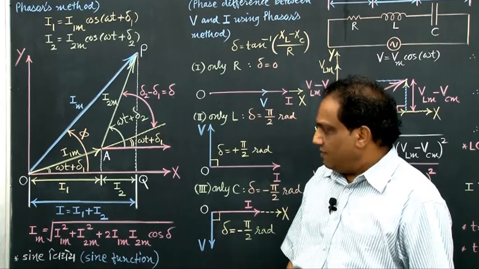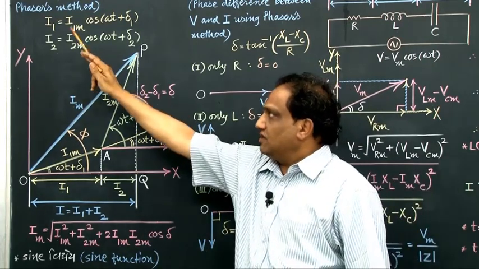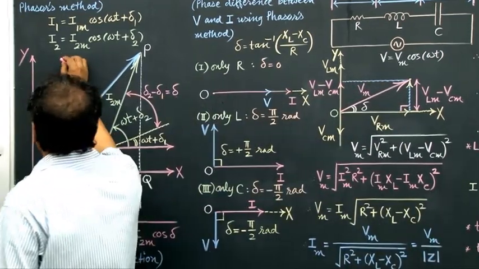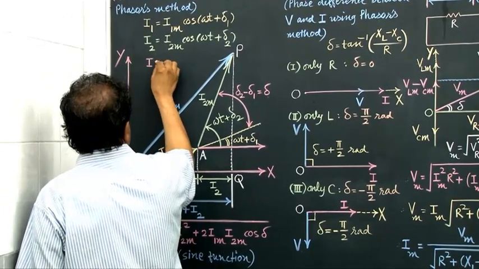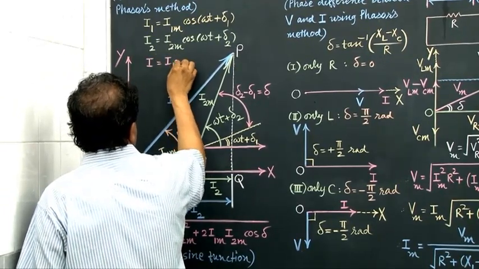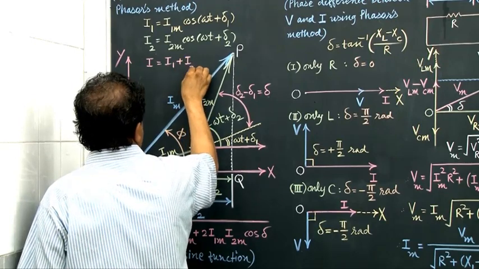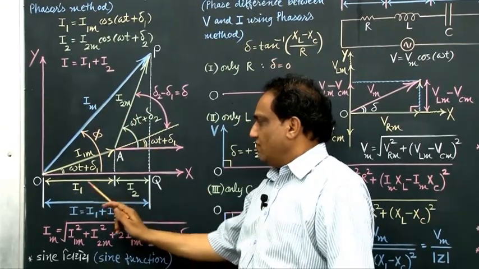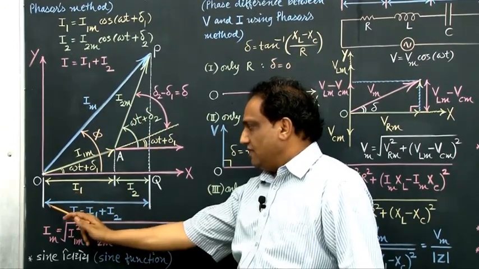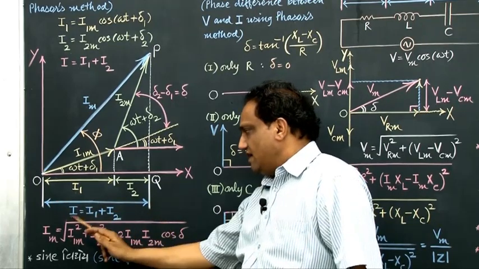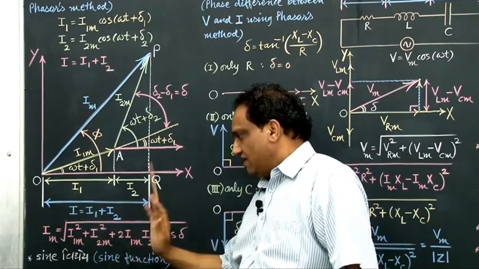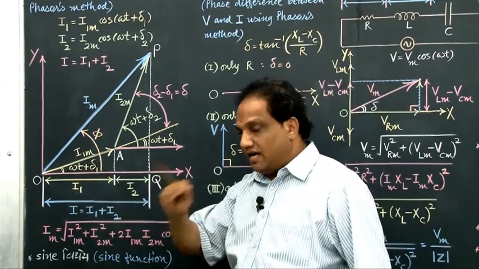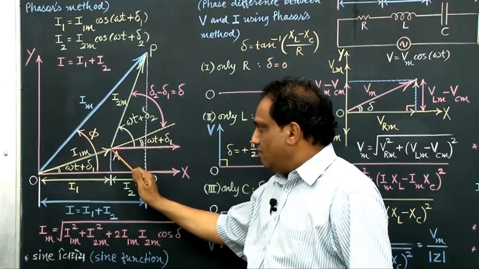Correct? And now tell me, if you want to add these two functions, how would you write that addition? Come on. The resultant harmonic function, suppose it is I, should be equal to I1 plus I2. So I equals I1 plus I2. If you add these two, I1 and I2, then the value is I, which is this much. Okay, fine. Now tell me, what have you done here? You have made the vector addition of these two vectors, vector OA plus vector AP.